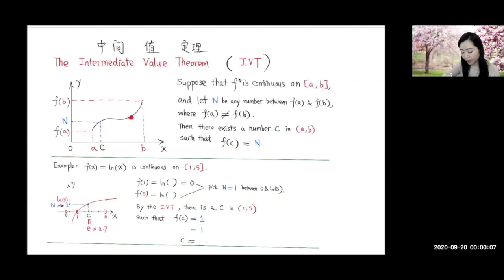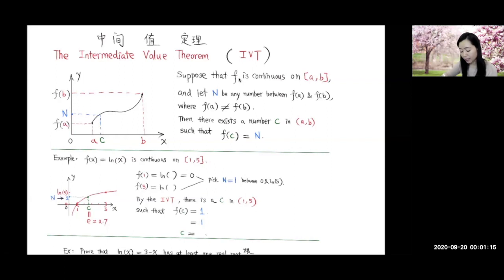This function f here is continuous on a to b, this closed interval a to b. You see that here and also here. Okay. And we let n be any number between f of a and f of b, with f of a not equal to f of b. So at this end and this end, the function values are different. Then this n here is the intermediate value that we talk about. So it's in between the function values at these two endpoints.